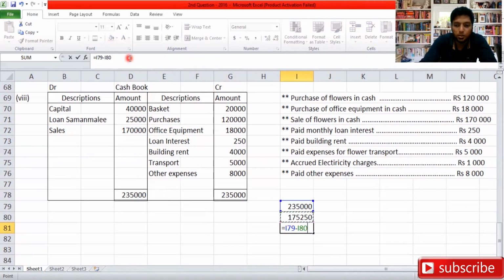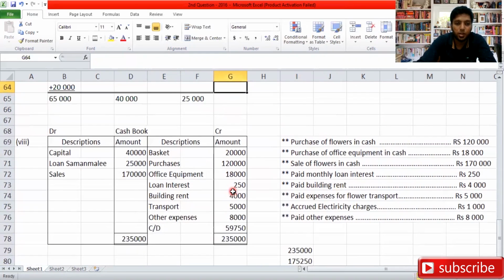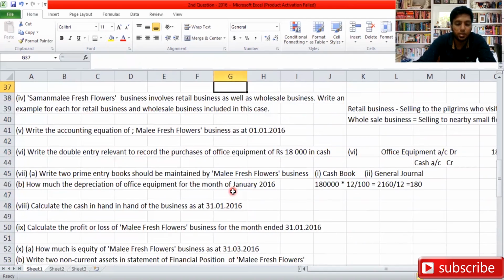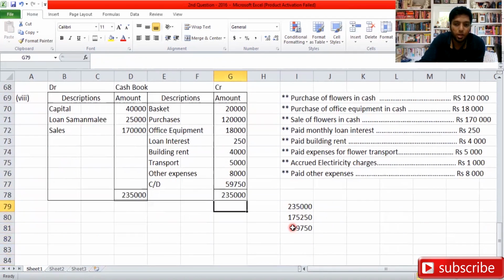You need to deduct. You will get 59,000. So that is your carried down balance of the business. This is the amount you are going to take for the next month of your business. So 59,750 now, because they're asking what is the month end balance, right? The question is asking to calculate the cash in hand of the business as of 31st. So this is your 31st balance which we have represented here. So I hope you guys understood the carried down answer.